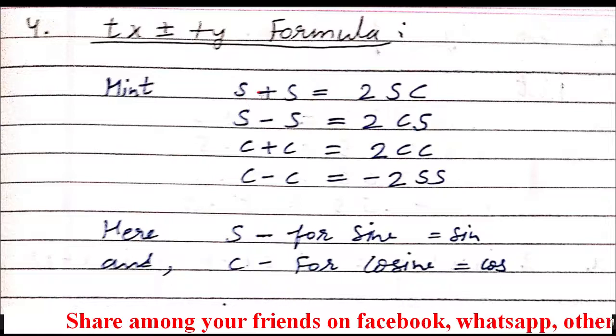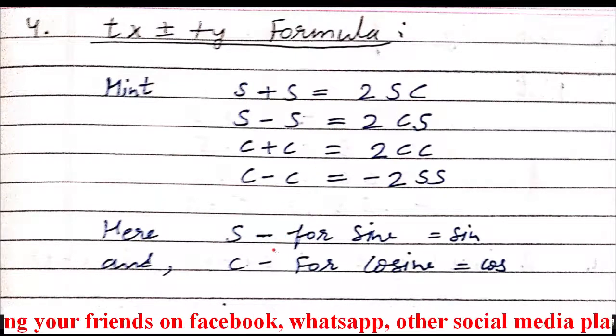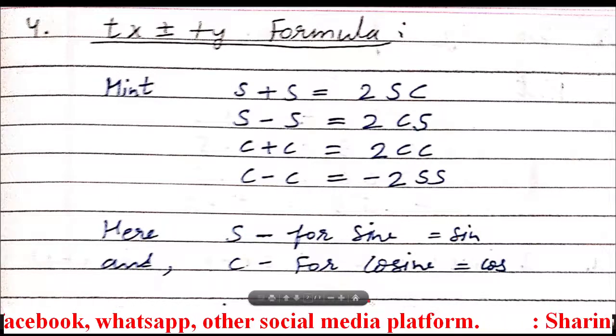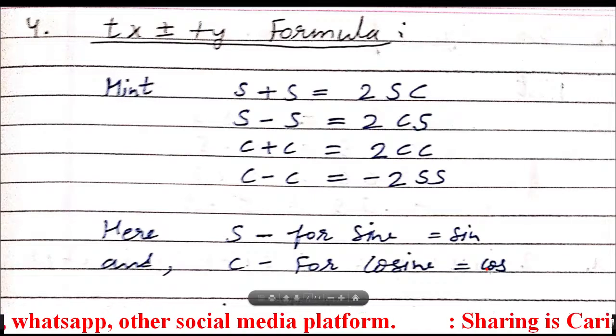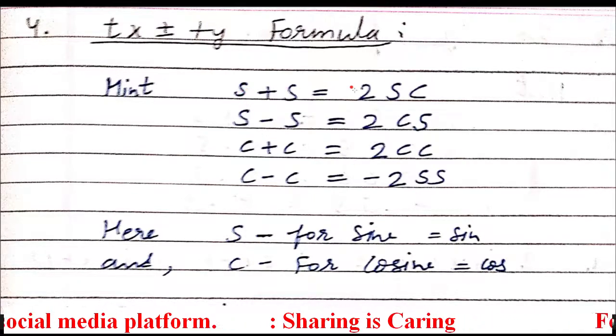The hint is s plus s is 2sc. Now here what is s and c? S is for sine, that is sin, and c is for cosine, that is cos. So s plus s is 2sc.